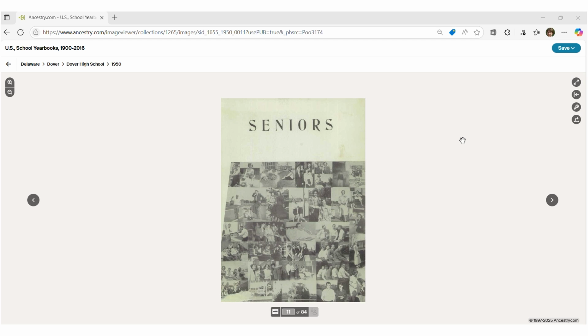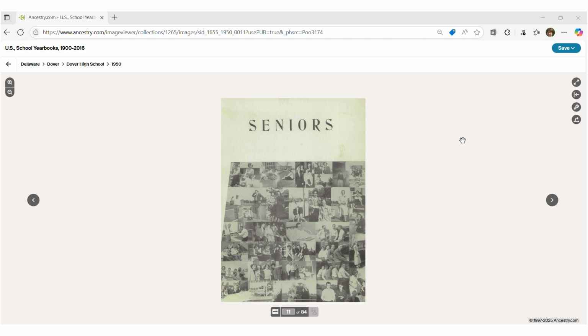Now, here's an example of a yearbook and a couple of the things that you might want to look at and pull out when you're doing yearbook research. As I mentioned, we are seeing more and more of these digitized and online. This is actually the Dover High School yearbook for 1950, out of Dover, Delaware.